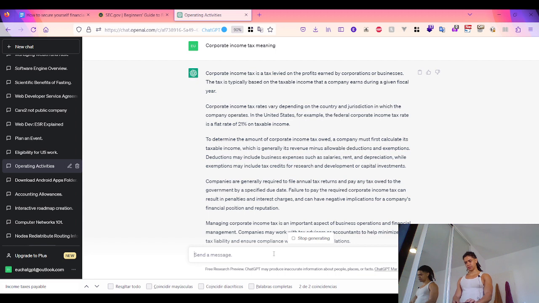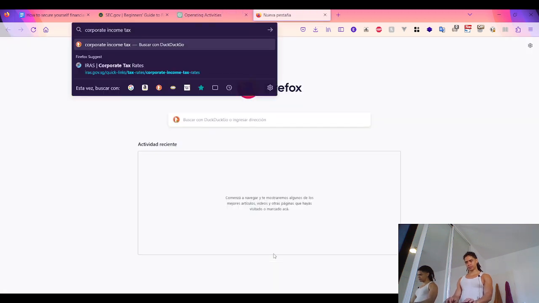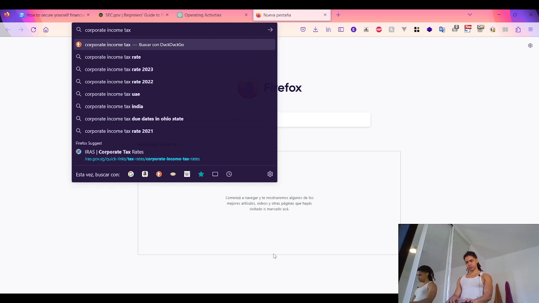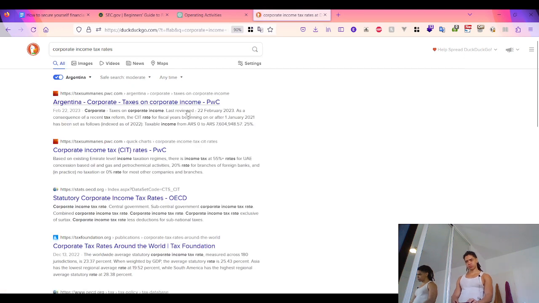Okay, corporate income taxes. Corporate income tax rates. Exactly, by PwC, corporate income tax rates.